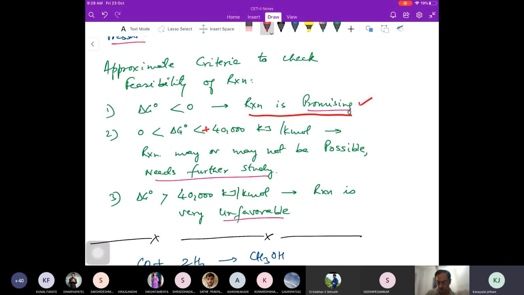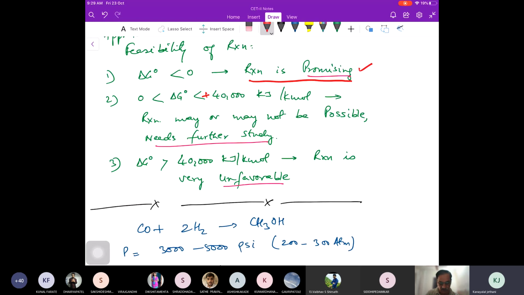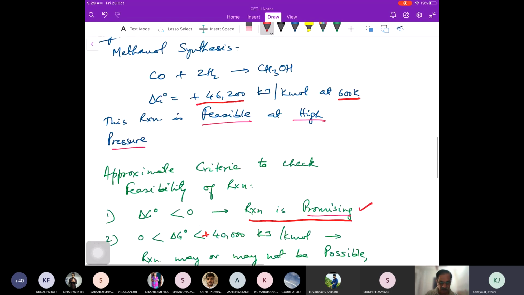So that means we need to find out at the reaction condition, जैसे टेम्परेचर चेंज होता है, प्रेशर चेंज होता है, what is the value. प्रेशर का इफेक्ट नहीं देखा था हमने, right? But with temperature change we can find out what is the value of G at that reaction temperature, and that may be feasible. And delta G greater than 40,000, reaction is very unfavorable. यहाँ पर बोलता है जनरल स्टेटमेंट, right? But ये देखा हमने यहाँ पर 46,000 के लिए भी it is feasible.